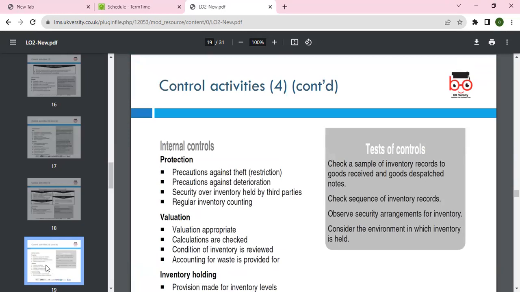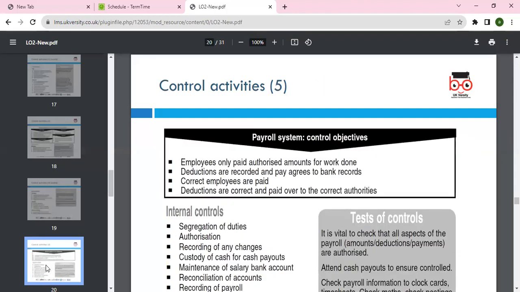Thank you. So internal control: protection, valuation, inventory holding. Yes, precautions against theft we have in place. Precaution against security over the inventory if it is held by a third party, because if it is a third party's inventory and maybe that company liquidates. Valuation appropriate, and calculations are checked, and the condition of the inventory is being reviewed, the waste or the revaluation of inventory is being done according to the standard.